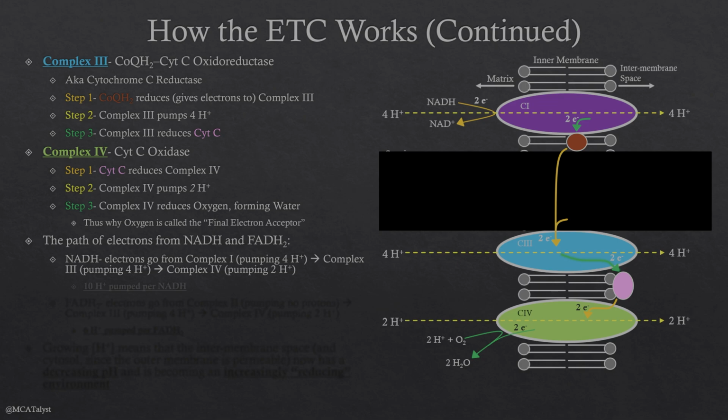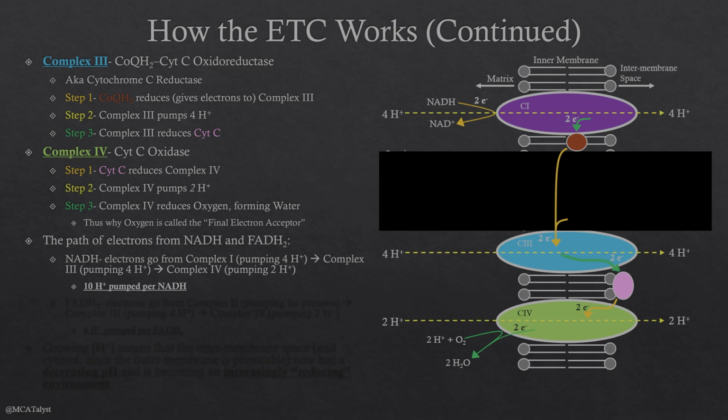And you'll also notice that that means that the electrons from NADH will have allowed us to produce 10 protons. If you're counting up how many protons have been pumped at each of these steps, we have 2 at complex 4, 4 at complex 3, and 4 at complex 1. So those electrons from NADH are going to help us pump 10 protons. Every single NADH will pump 10 total protons. When we get to oxidative phosphorylation, we'll talk about why that's important.